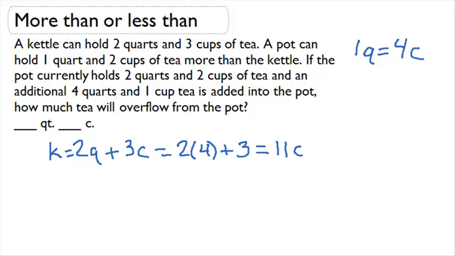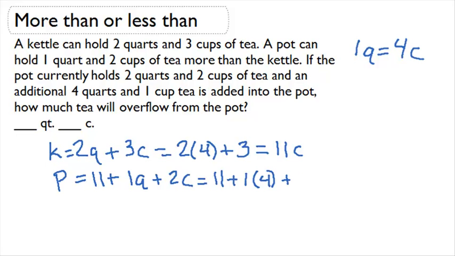Now, a pot can hold that same 11 cups, what the kettle can hold, plus it can hold an additional quart, plus another 2 cups. So that's the same as saying that it can hold 11 cups from the kettle, plus 1 quart times the 4 cups that are in a quart, plus 2 more cups. So now we have 11 plus 4 plus 2. So that's going to give us 17 cups that the pot can hold.